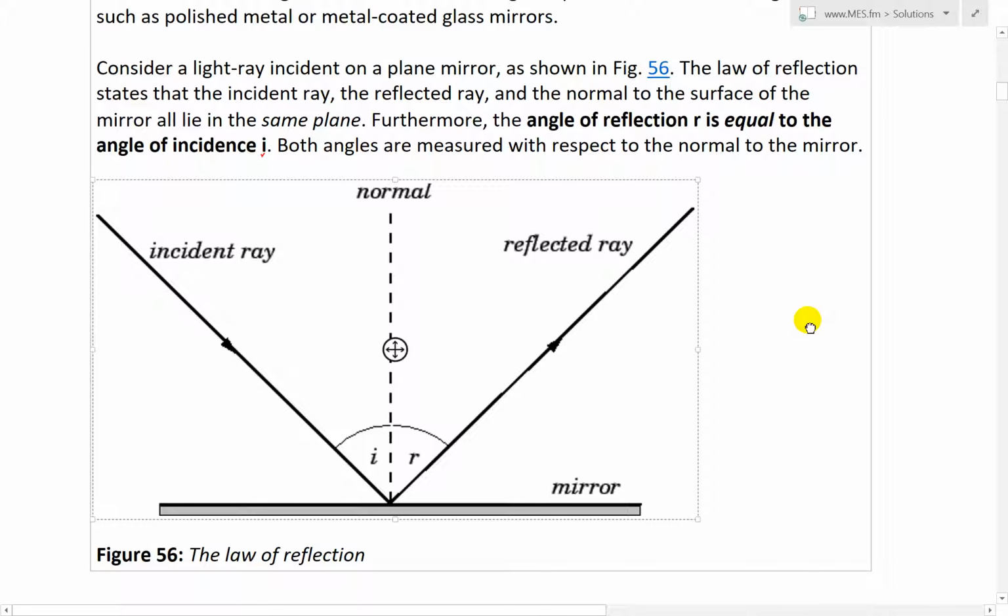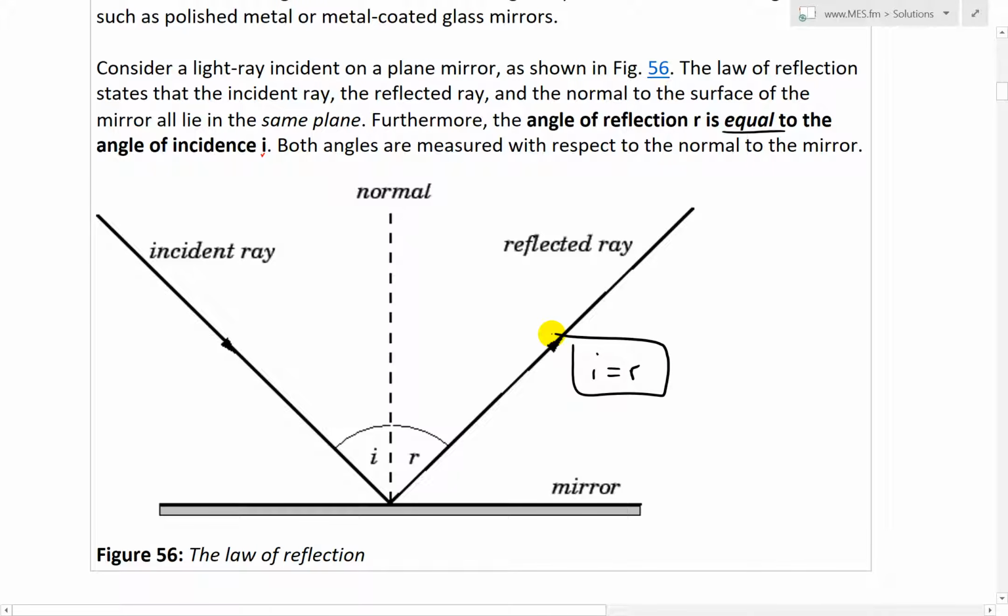Furthermore, the angle of reflection is equal to the angle of incidence, so we have I equals R, and this is the major one I want you to get into your head. Both angles are measured with respect to the normal of the mirror, and this is 90 degrees on both sides, so you can see these are both going to be the exact same.